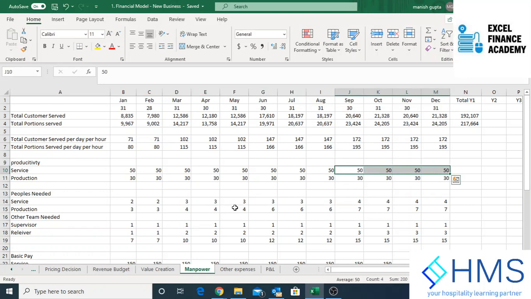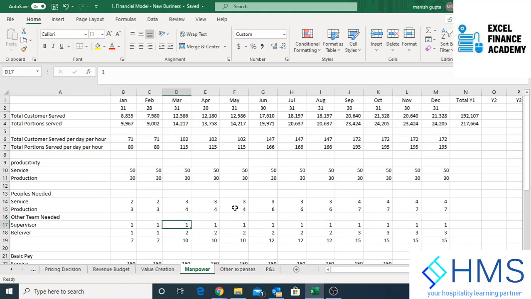The productivity remains the same. In initial startups, you may have less productivity in the business, so you may have lower productivity in the initial time, and when they are trained already, when they have learned, then you can increase the productivity to reduce the manpower while the business volume is increasing. So that's another way of making the model.